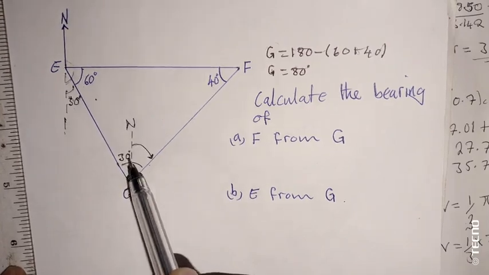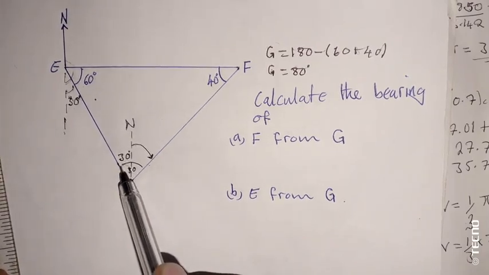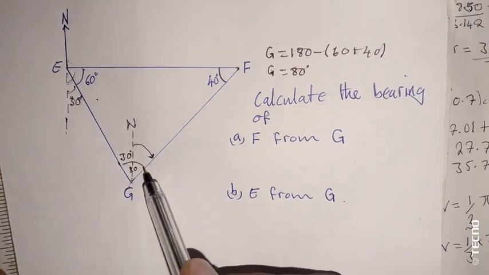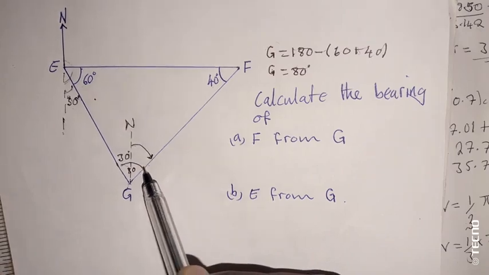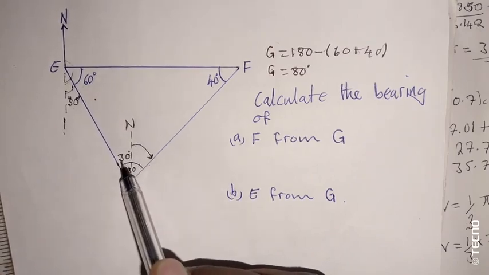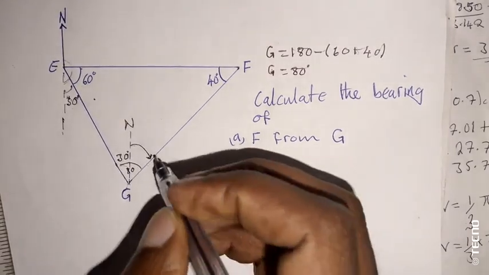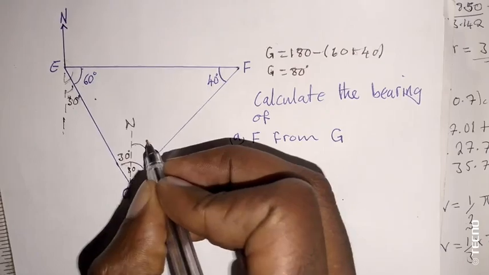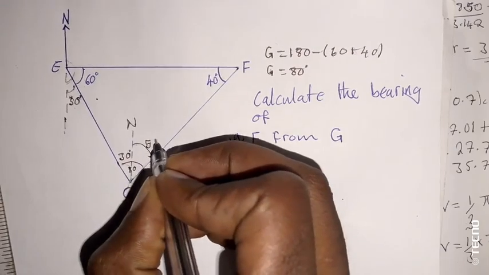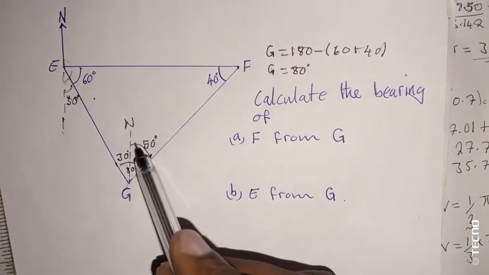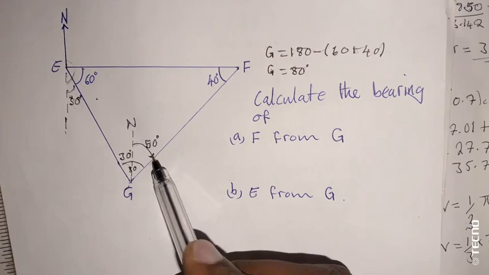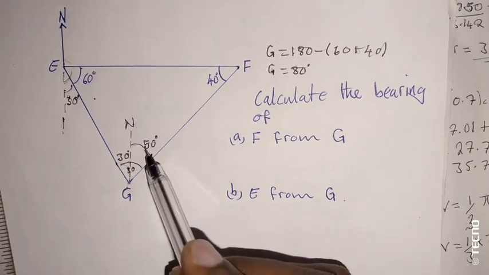Then remember we have from this side to this side, it's 80. Okay, it's 80. So now from 80 again we subtract 30. What angle are we going to have here? We are going to have 50 degrees. So the bearing here, the angle at this bearing, we are going to say it is what?